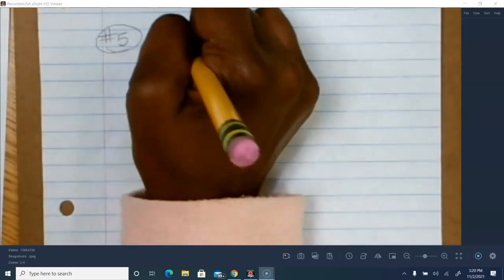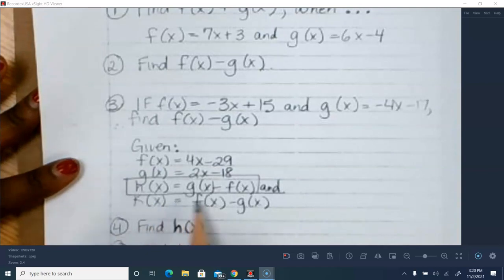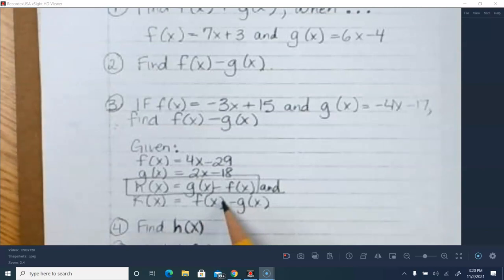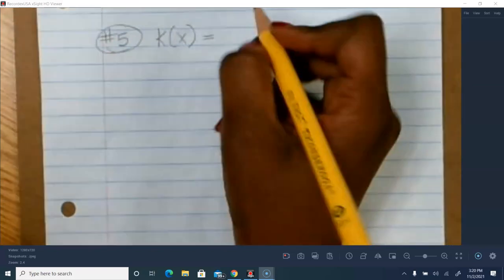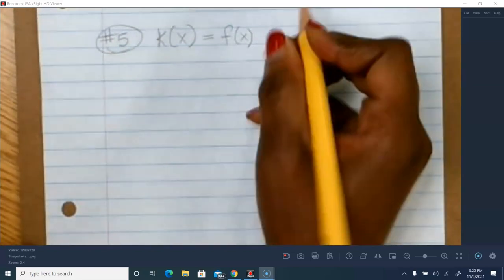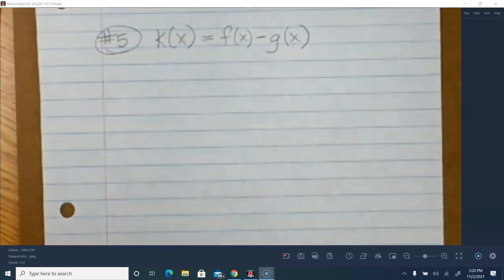All right, so as I look at number 5, it's asking me to find k of x. And if I look at my sheet here, k of x is equal to f of x minus g of x this time. So we're going to take f of x, and we're going to subtract g of x from it. So I'm going to write that out. k of x is going to be equal to f of x minus g of x.